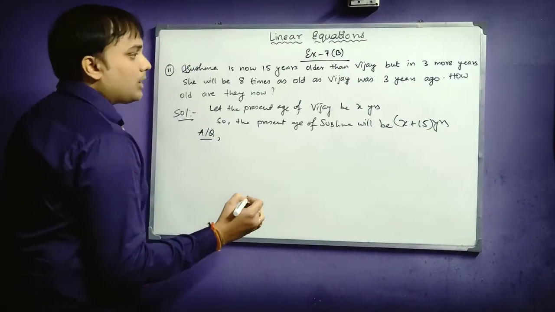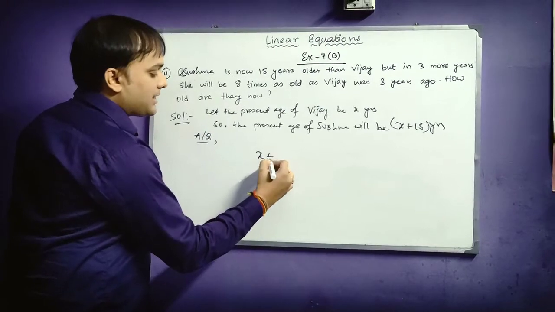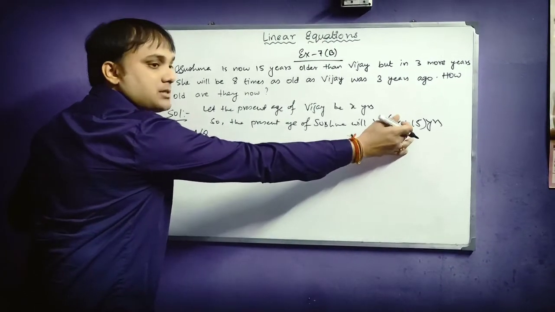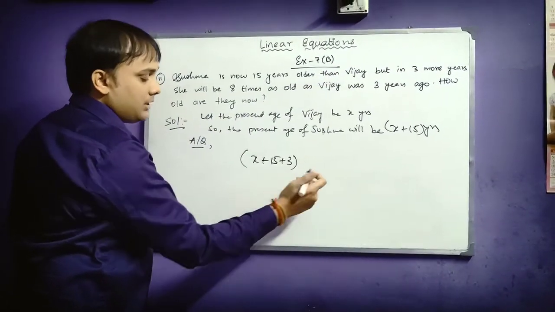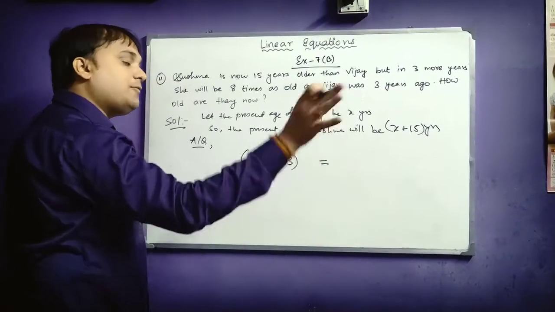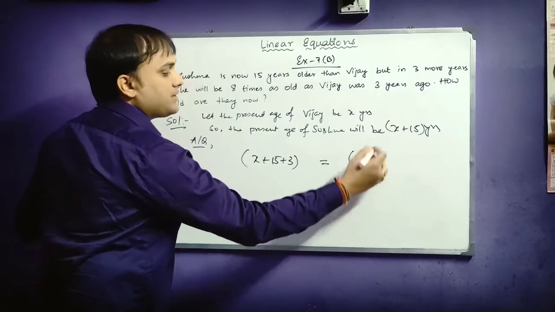So what will be the age of Sushma after 3 years? It will be x plus 15 plus 3, because the present age is x plus 15. After 3 years it will be x plus 15 plus 3. It is given equal to sign here. And what will be the age of Vijay before 3 years? It will be x minus 3, because the present age is x.